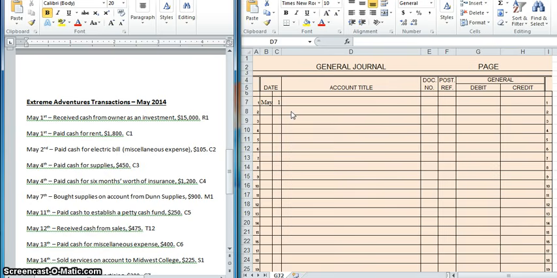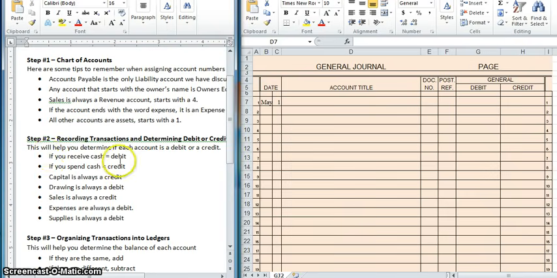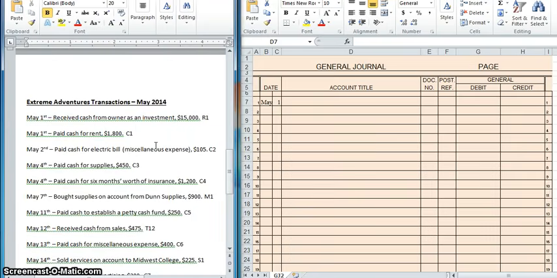So let's do this first one together. We received cash from our owner. Anytime we receive cash, it is a debit. And the way I know that is because my cheat sheet tells me. It says right here, if you receive cash, it's a debit. So, since I know that I received cash, I'm going to first put May 1st for my date, and on the first line, I'm going to write cash.